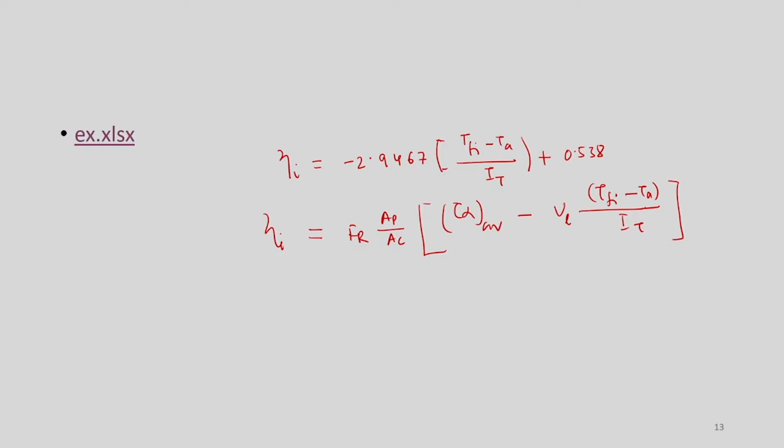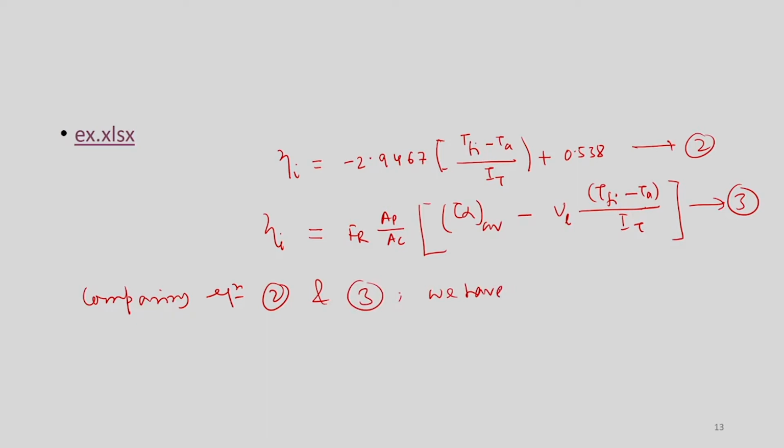Okay. So, this may be equation 2, this may be equation 3. If we compare equation 2 and 3, we have this 0.538. So, this part, the intercept, is equal to FR AP by AC tau into alpha average, right.